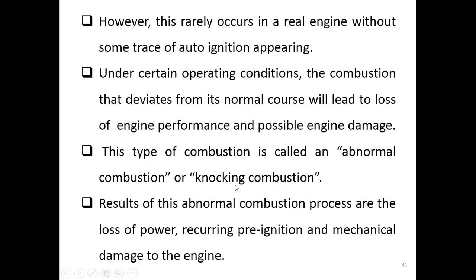And the results from this abnormal combustion are what? The engine will have a loss of power. There will be recurring pre-ignitions. That means pre-ignition happens not only once, but it may be twice, three times, and so on. This is what we mean by recurring pre-ignitions. And the last one is the mechanical damage to the engine, because the piston does not move according to what is supposed to be.